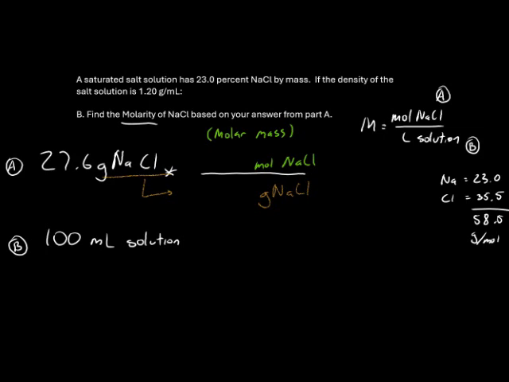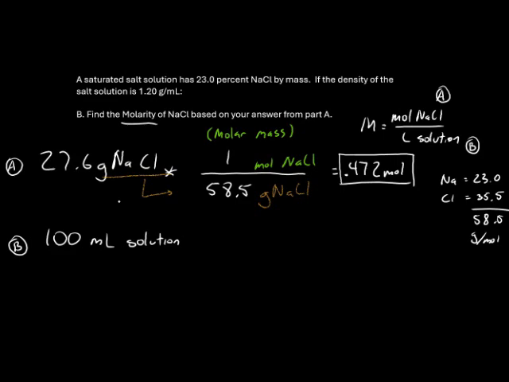We'll place that 58.5 next to grams, and a 1 next to the moles. Then we'll do the operation 27.6 divided by 58.5. If we go to the calculator, we'll end up with 0.472 moles of NaCl.